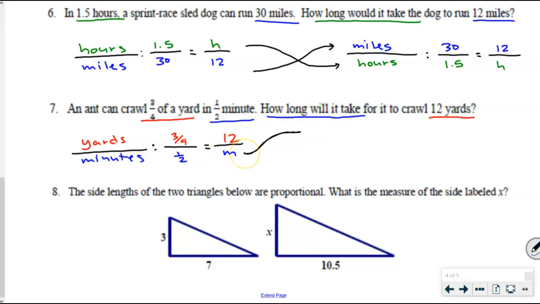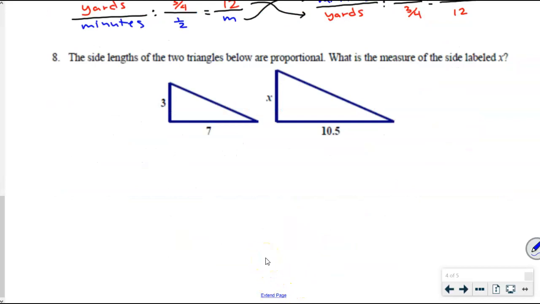Now we need to reverse that to its reciprocal. We're going to flip it. Where instead of yards over minutes, now it's minutes over yards. And what was half a minute on the bottom is now half a minute on the top. And what was 3/4 on the top is now that 3/4 on the bottom. We're asking what about when it's 12 yards and how many minutes will that take? Again, we'll get to solving all of these in a future lesson. Right now, we're just focused on writing. And here's the last one.